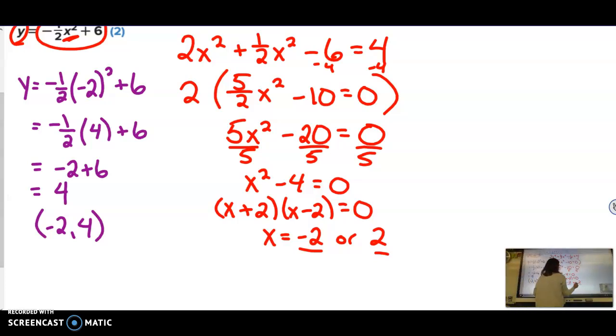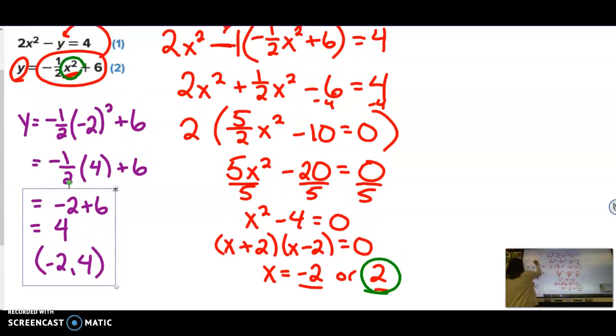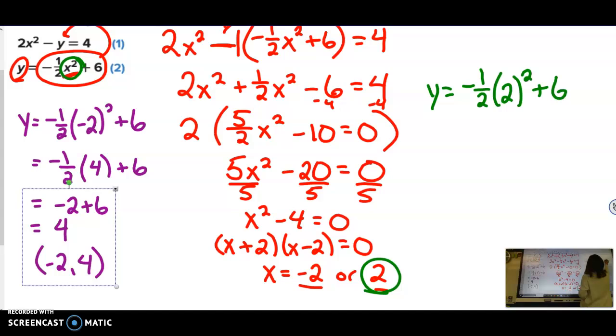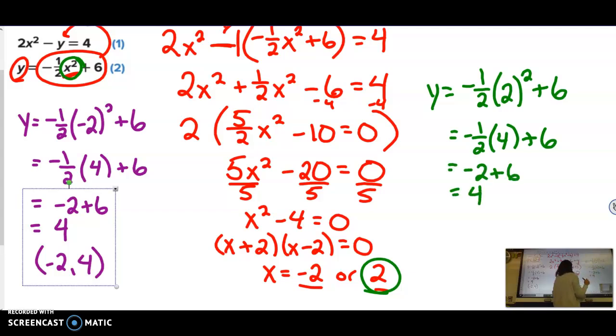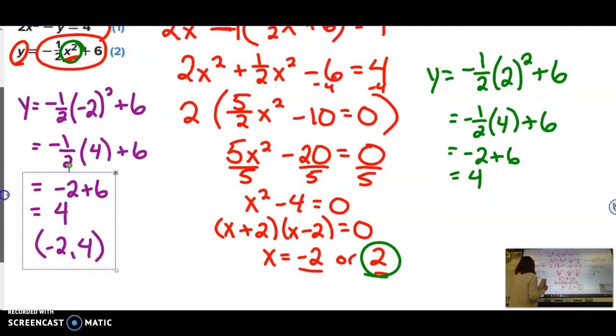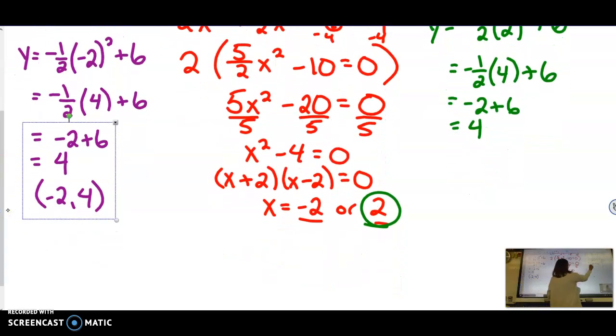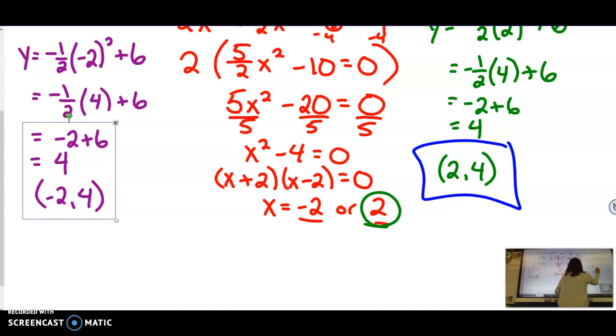Now I'm going to go ahead and plug in the other answer of 2. I'm sorry, I'm all over the board here, but I'm going to plug in a 2 right there. So -1/2, 2 squared plus 6. You'll see 2 squared is also 4, so we still get 4 as our y value. So the other solution is 2, 4. Because when I plugged in a 2, I got a 4. So these are my 2 solutions.